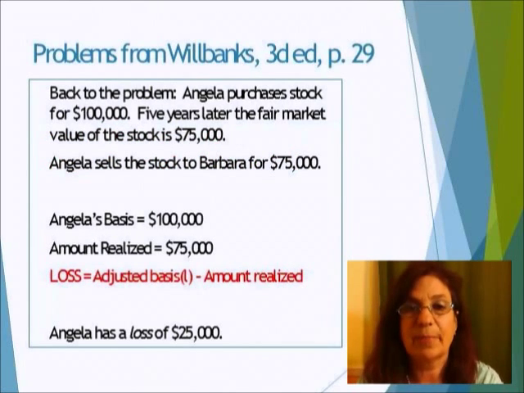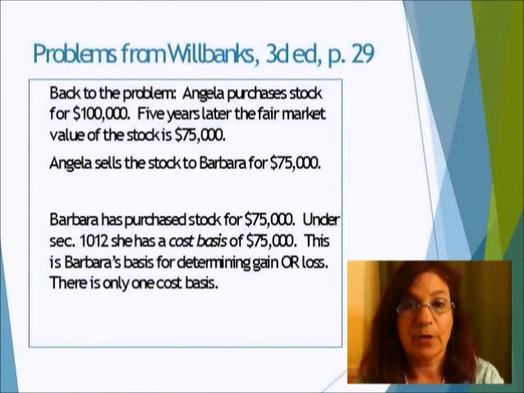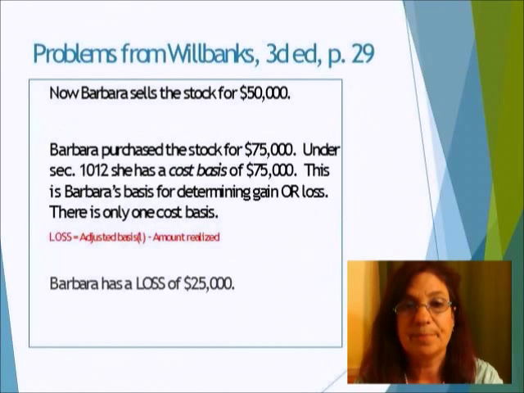Okay, back to our problem. Angela bought the stock for $100,000 and she's selling it when it's worth $75,000, and she's selling it to Barbara. So Angela's basis is $100,000. Her amount realized is $75,000, so she has a loss of $25,000. Barbara just made a purchase for $75,000, so she has a cost basis of $75,000. And with a cost basis, there is only one number. It's the same for determining gain or loss, so she only has one basis number to worry about.